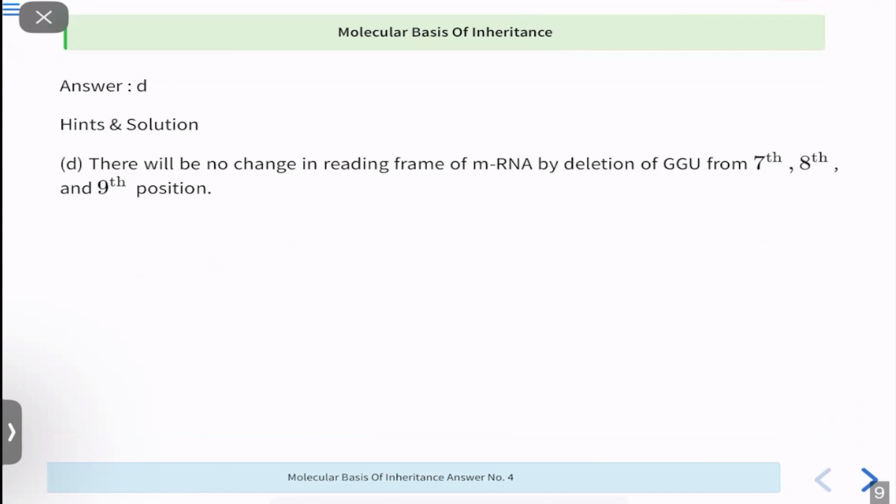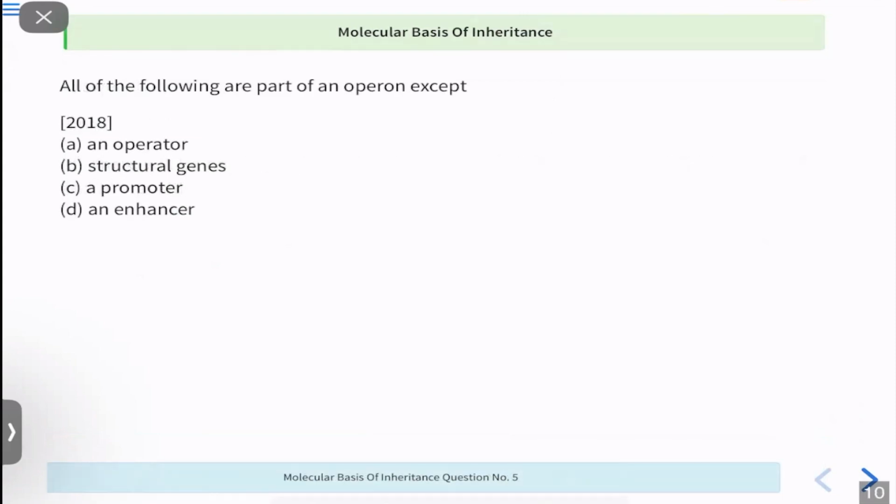So whenever you change in multiples of 3, you will not change the reading frame, because codons are read in multiples of 3.